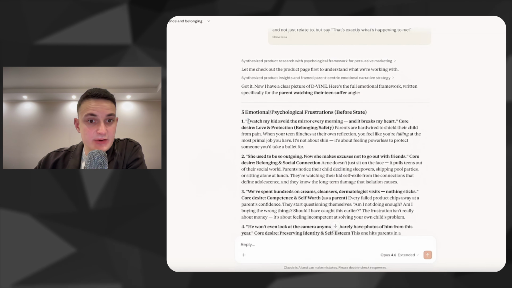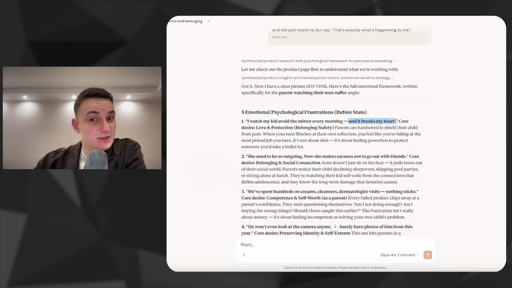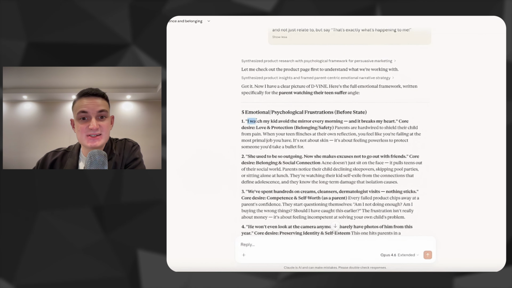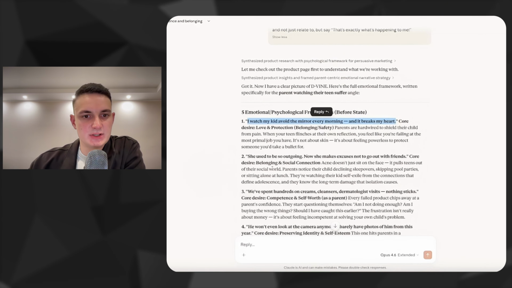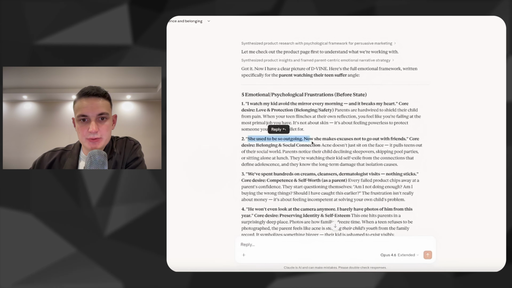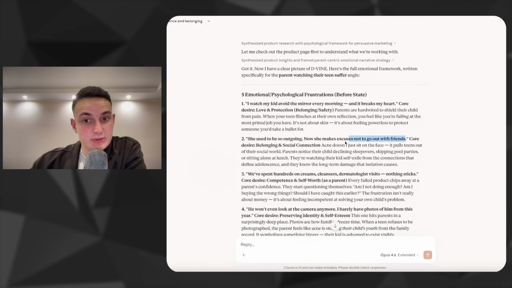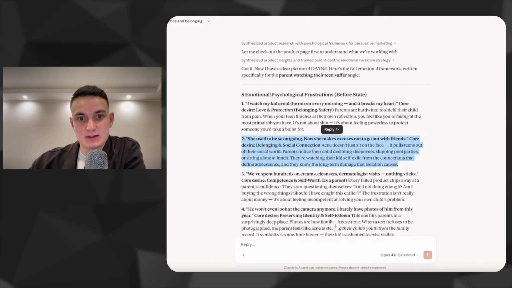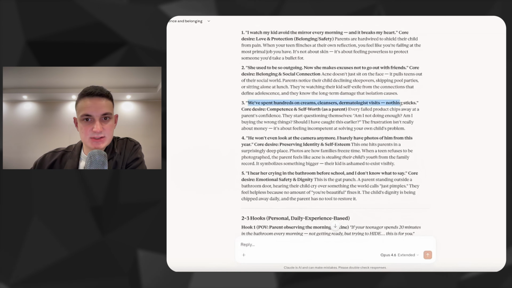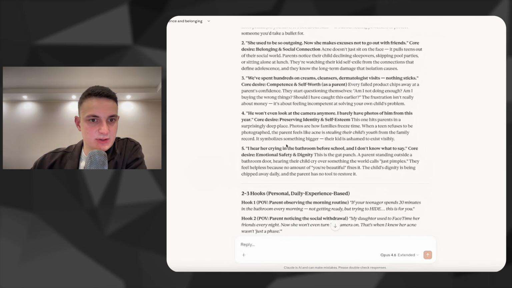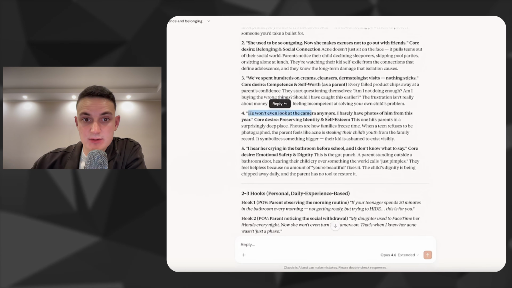Let's look at this. "I watch my kid avoid the mirror every morning and it breaks my heart." This is completely different, from a completely different standpoint. "She used to be so outgoing. Now she makes excuses not to go out with her friends." Again, a completely different pain point. "We spent hundreds on creams, cleansers." This is for an us versus them script.